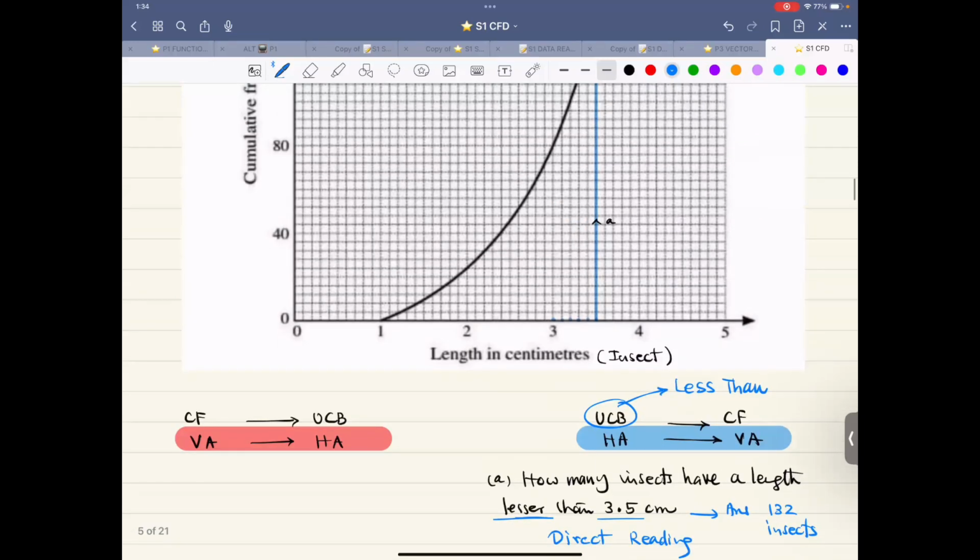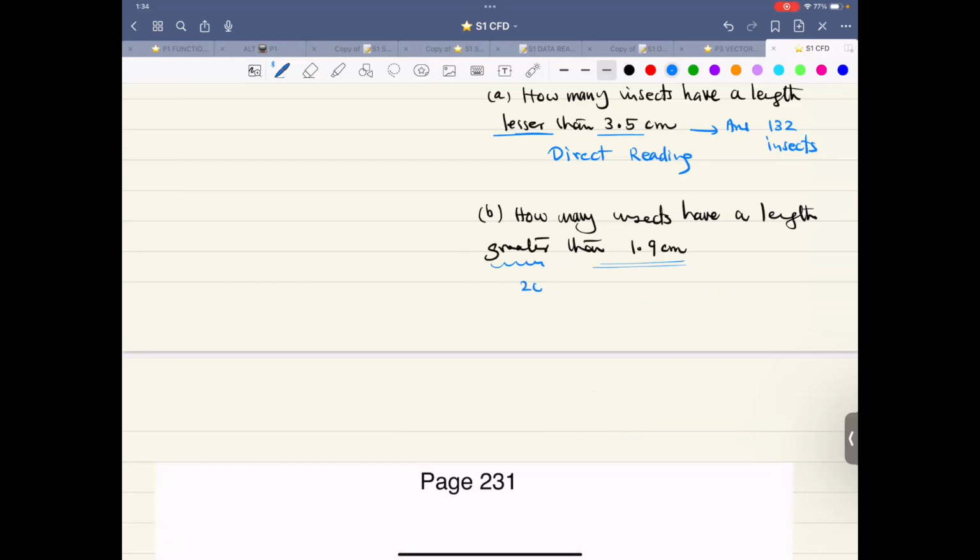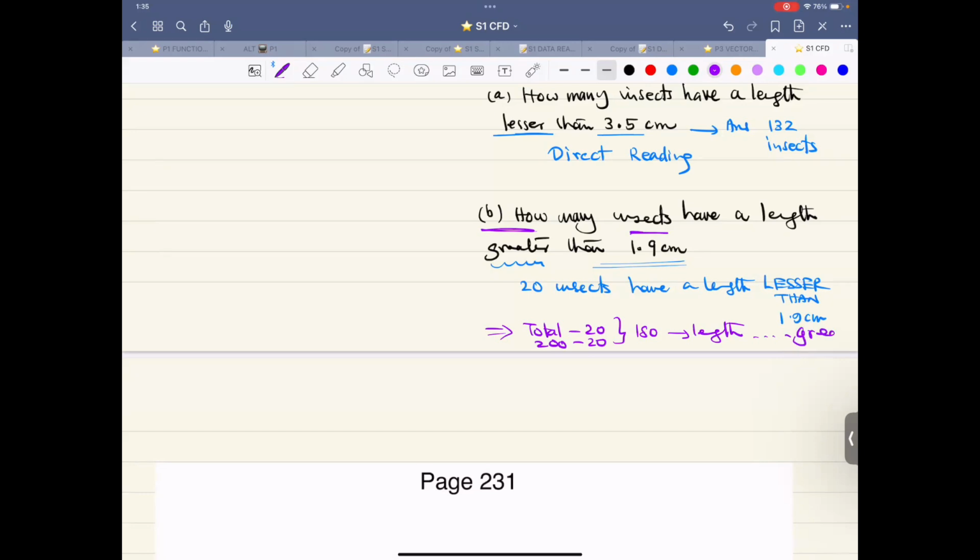So now, first of all, go to 1.9. Let's go up, touch the graph, go left, read off this value. So this is for part B, this is 4, 8, 12, 16, 20. So this answer is 20. That means 20 insects have a length lesser than 1.9 centimeters, because it's based upon upper class boundary. Therefore, the total minus 20. What is the total? 200 minus 20, which is 180. They have a length greater than 1.9 centimeters.